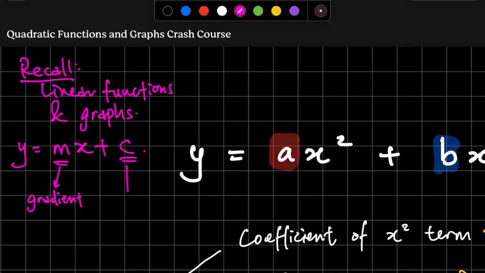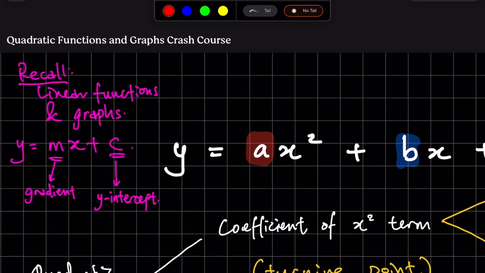In this case, what does c represent? C represents the y-intercept, which means where your straight line cuts the y-axis, or the y value at which it cuts the y-axis. So this is just a quick recap of your linear functions and graphs. In this form, the number here can be positive, negative, decimal, fraction, square root, any real number, and this represents the gradient and this represents the y-intercept.